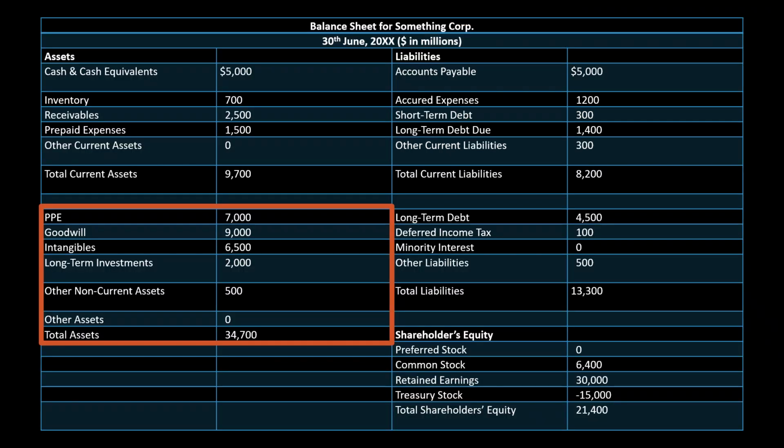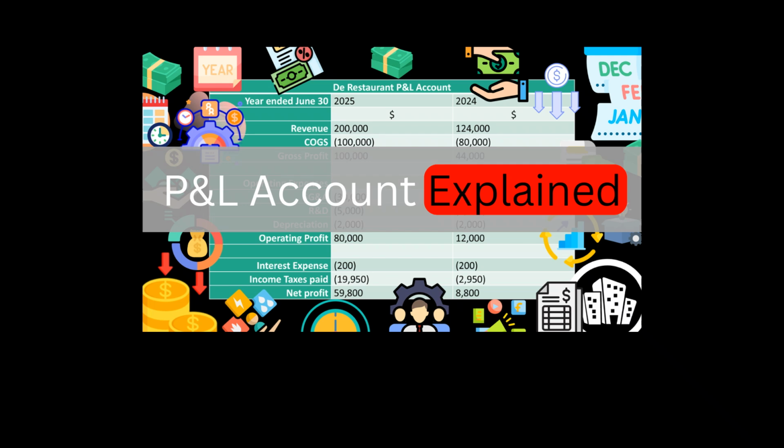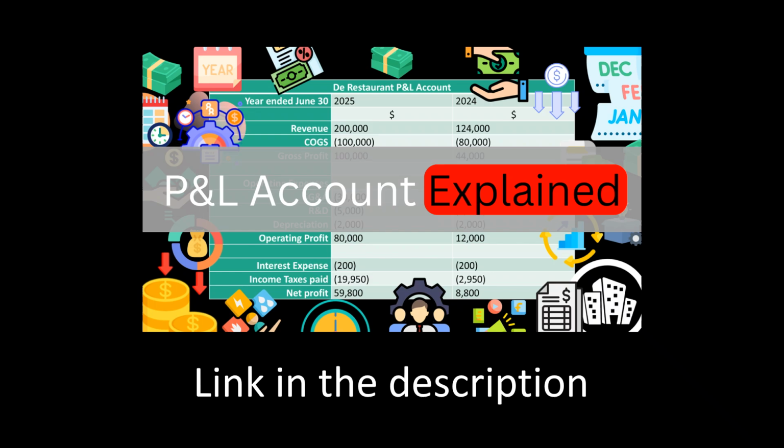Everything here is non-current assets. PPE stands for property, plant, and equipment. This is their original cost minus depreciation. I explained depreciation in my P&L account explained video, which you should check out, by the way. Link is in the description.